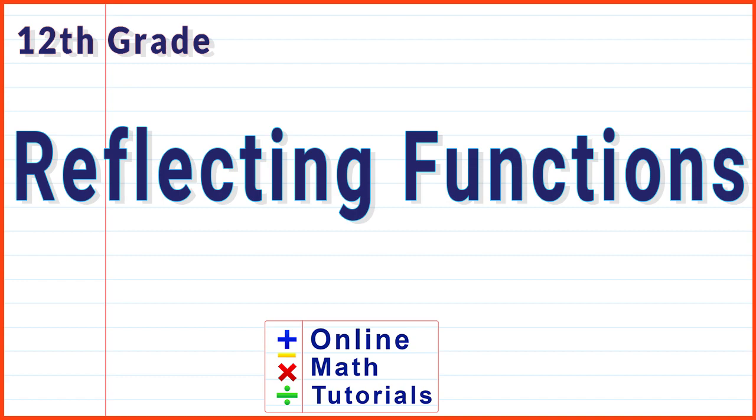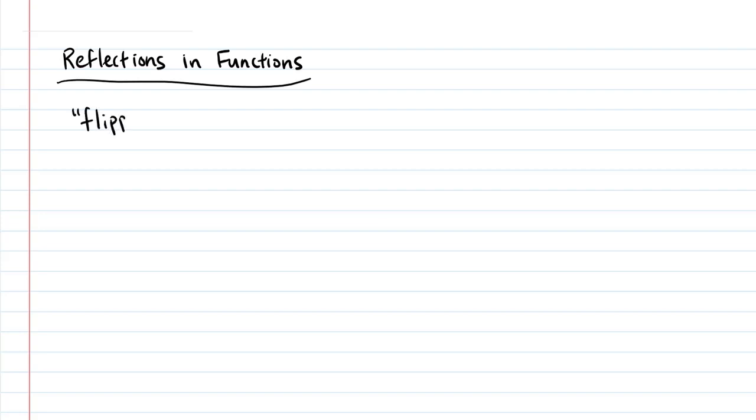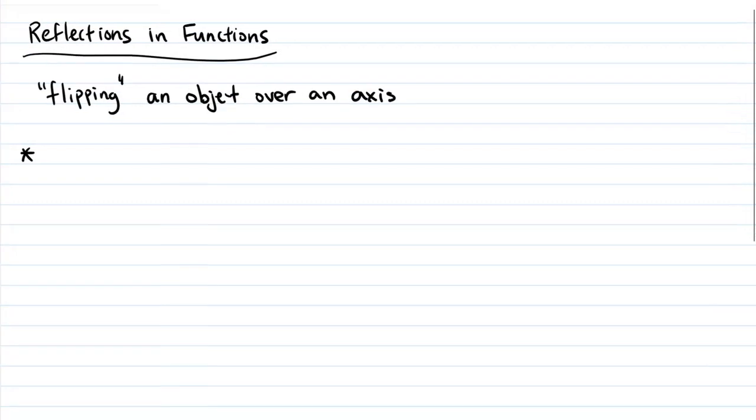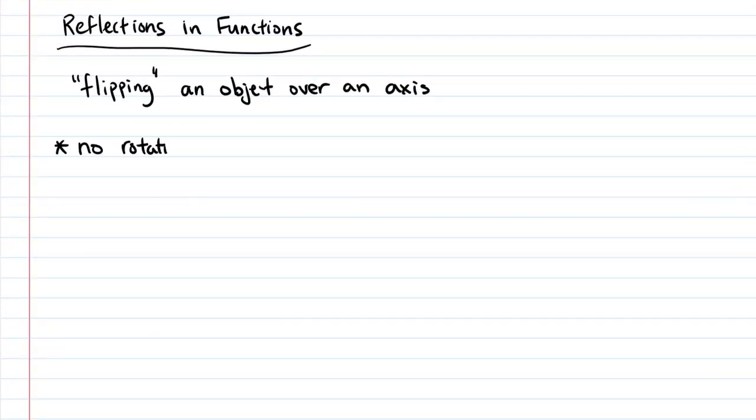Today's topic is reflecting functions. Reflections in functions means flipping an object over on an axis. So the reflected function or reflected object is exactly the mirror image. When you're reflecting functions, there's no rotation, no translation, and no change in size.